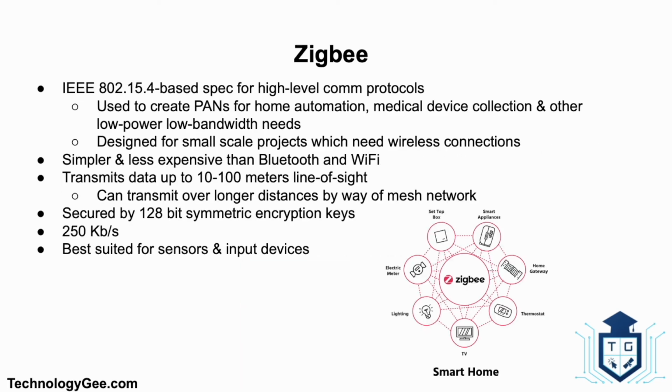And then finally, we have what is called Zigbee. So Zigbee, this is an IEEE 802.15.4 base specification for a suite of high-level communication protocols used to create personal area networks with small, low-power digital radios, such as for home automation, medical device data collection, and other low-power, low-bandwidth needs that are designed for small-scale projects which need wireless connections.